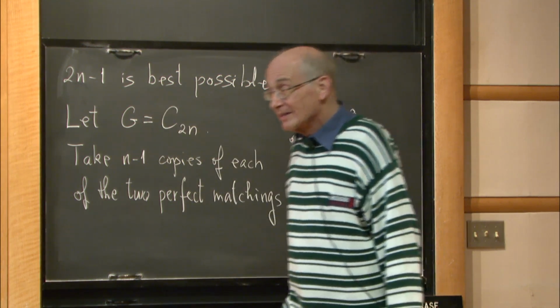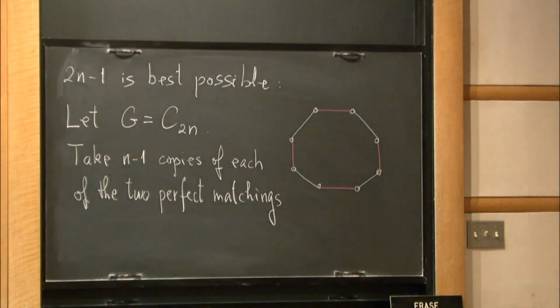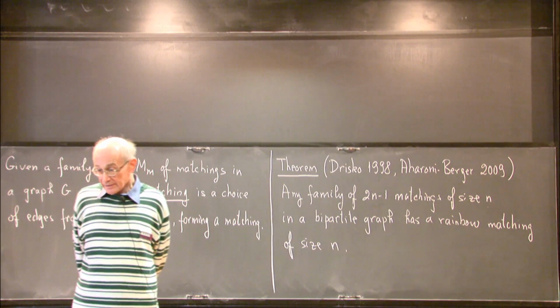What is that theorem? Erdős-Ginzburg-Ziv says that if you give me 2n minus 1 integers, then I can always find n of them whose sum is divisible by n.